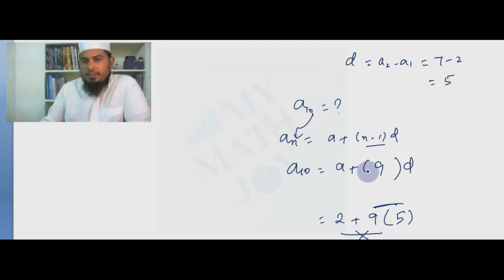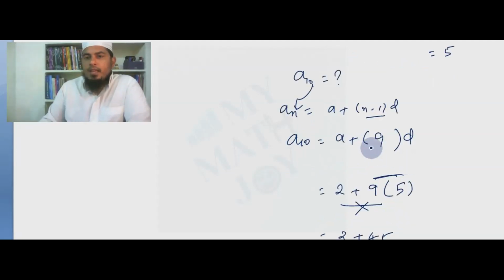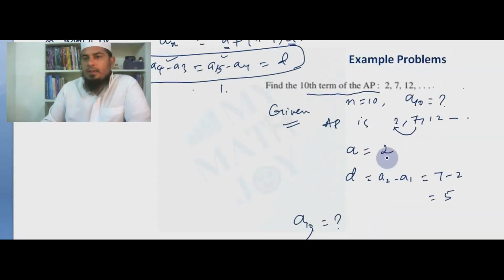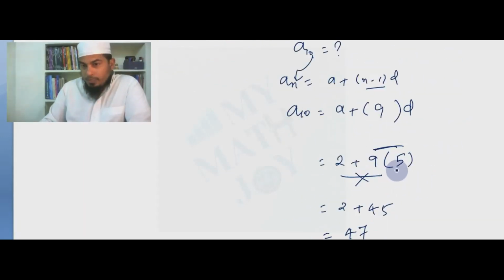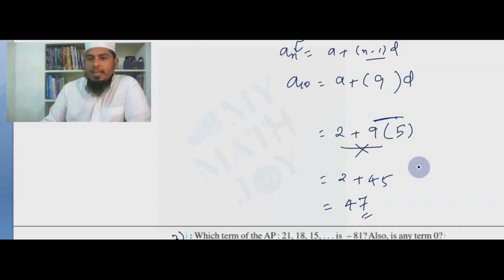n is 10, so a plus 10 minus 1 is exactly 9d. The a value is 2 and d is 5. Substituted, we need to multiply first. You should not add 2 and 9 and proceed, because the BODMAS rule tells me that firstly we have to multiply these two terms. 9 times 5 is 45, and 45 plus 2 is 47. Exactly, we got the answer.